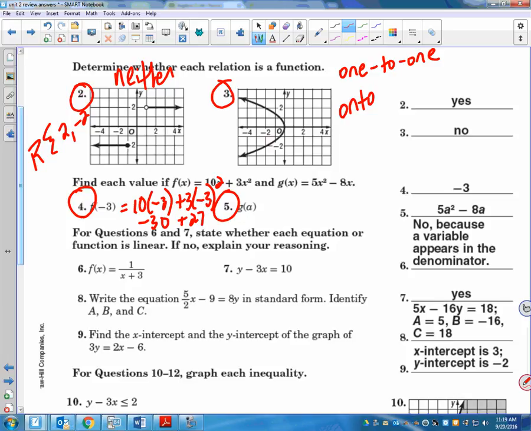So you could circle those, but those are multiple choice.